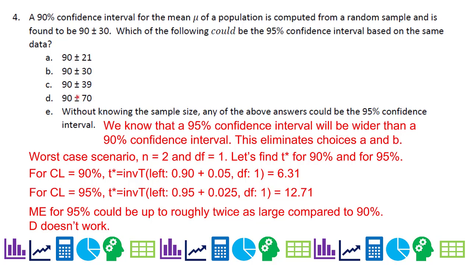And you can see it's about twice as big. So D doesn't work because it's more than twice as big. And this is the worst case scenario. We get just over twice as big, but not that big. So we cross off D, and our answer is C.